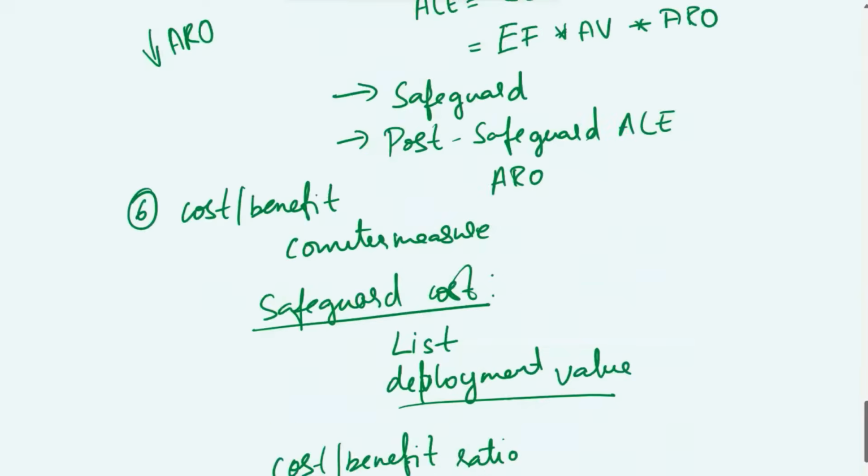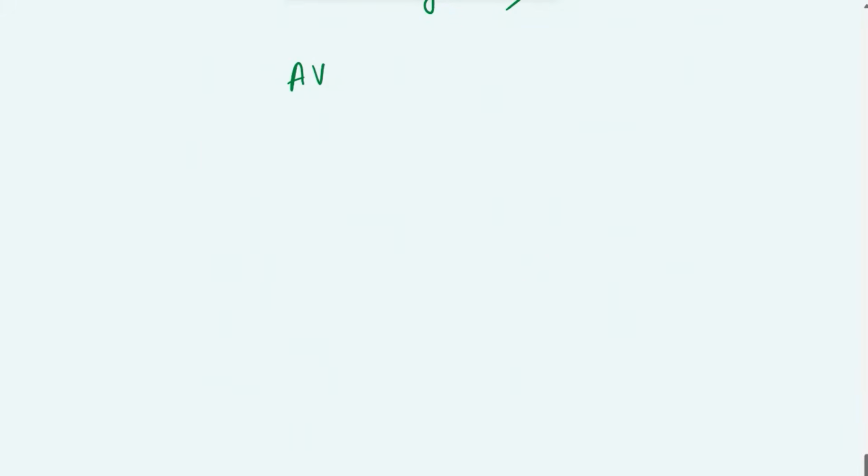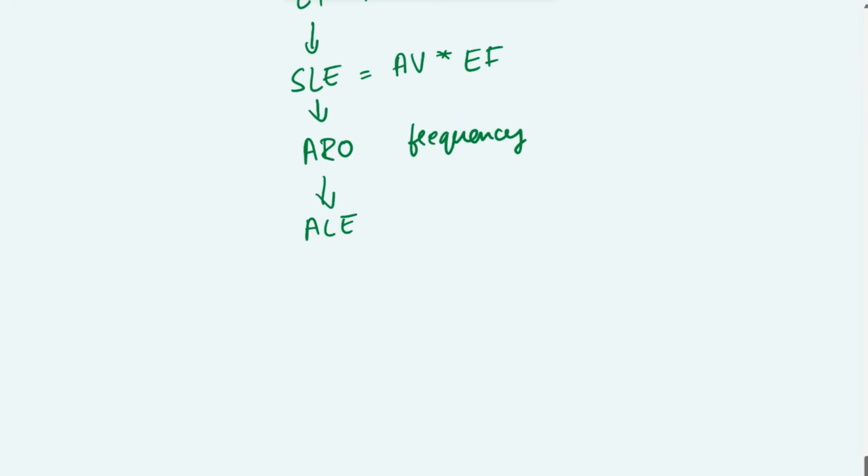So these are the 6 steps in quantitative risk analysis. First, we calculate the asset value. Then we determine the exposure factor, which is a percentage value. And then we calculate the SLE, single loss expectancy, using the formula asset valuation times exposure factor. Then we determine the ARO, annualized rate of occurrence value. This is the frequency of the risk to occur per year. And then we calculate the ALE value, annualized loss expectancy, that is equal to SLE multiplied by ARO.